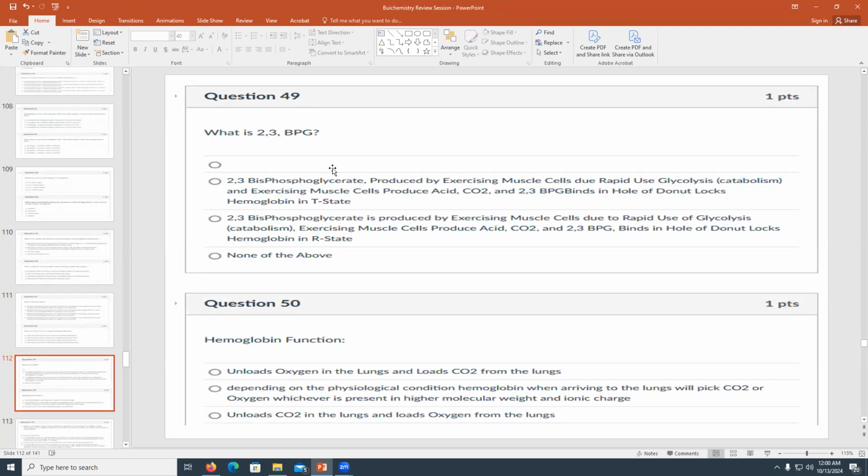What is 2,3-BPG? 2,3-BPG is produced by exercising muscle cells due to rapid use of glycolysis. Glycolysis is when we break down glucose to give us ATP. And exercising muscle produces acid, carbon dioxide, and 2,3-BPG.